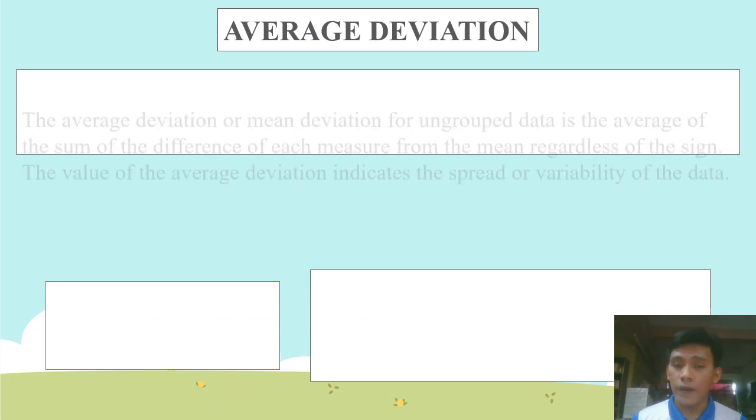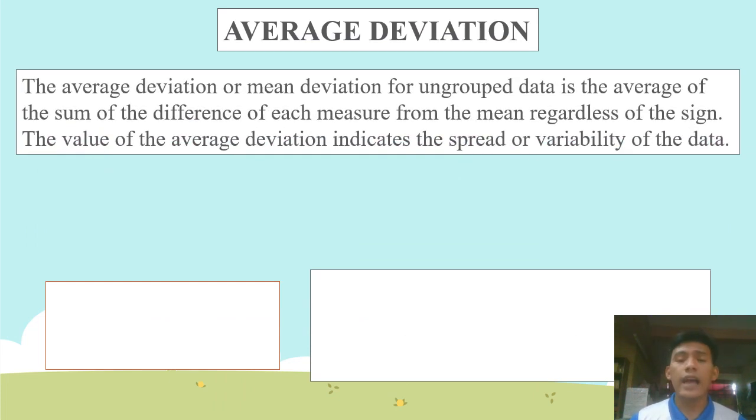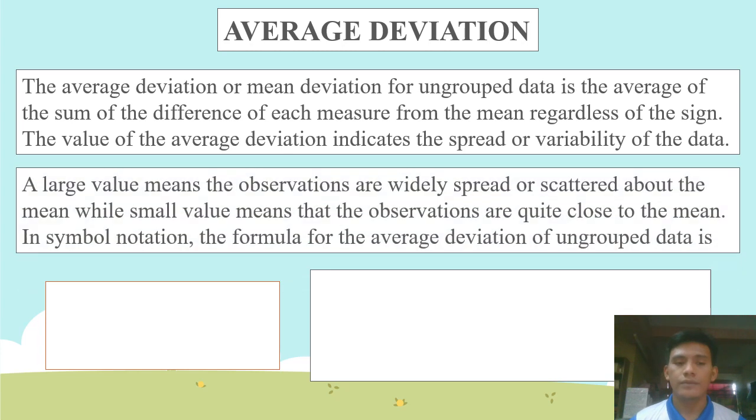Now for the average deviation. The average deviation, or mean deviation, for ungrouped data is the average of the sum of the differences of each measure from the mean, regardless of the sign. The value of the average deviation indicates the spread or variability of the data. A large value means the observations are widely spread or scattered about the mean, while a small value means the observations are quite close to the mean.